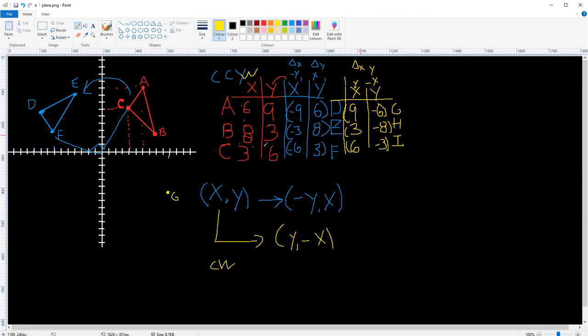We have 3 comma negative 8. So negative 1, negative 2, that's negative 3. And we have negative 8. 1, 2, 3, 4, 5, 6, 7, 8. So this is our point H. We have point I is 6. 1, 2, 3, 4, 5, 6. Negative 3 is right there. And then that is our point I.